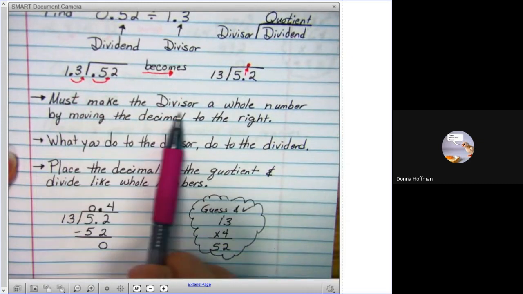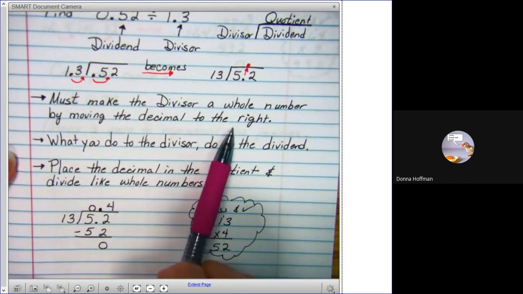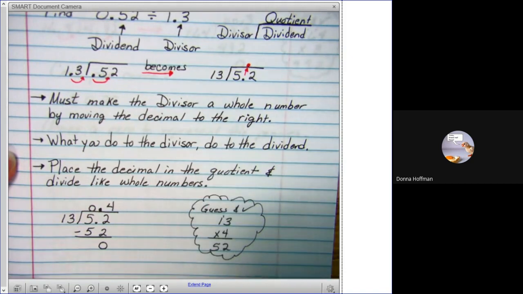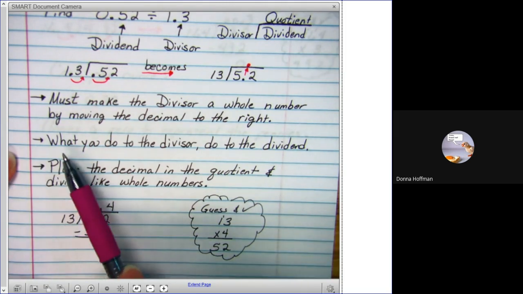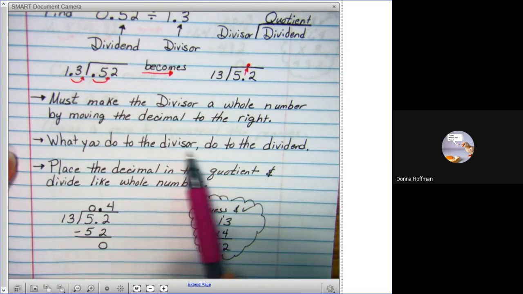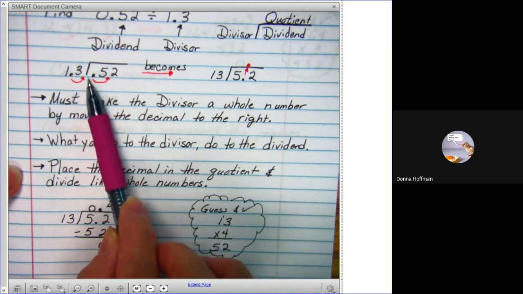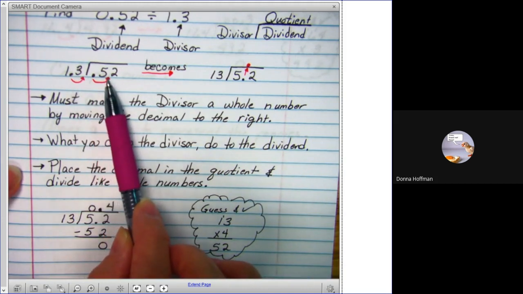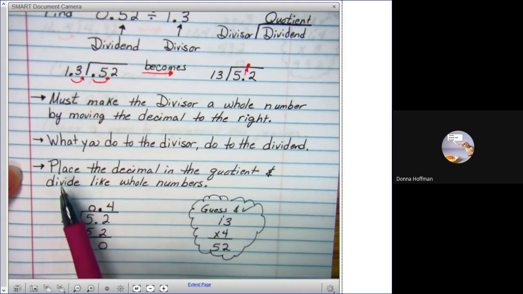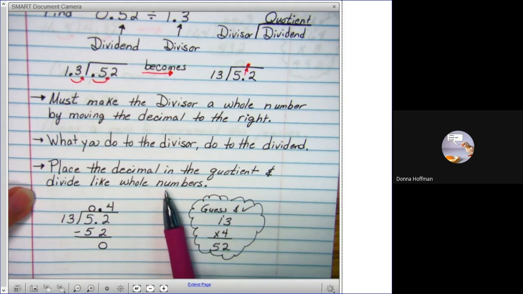You must make the divisor a whole number by moving the decimal to the right. And that's what the book is telling you, multiplying it by 10 or 100 or whatever's necessary. Keep in mind what you do to the divisor, you must do to the dividend. So if you move it one place to the right in the divisor, you must move it one place to the right in the dividend. Place the decimal in the quotient and then divide as with whole numbers.